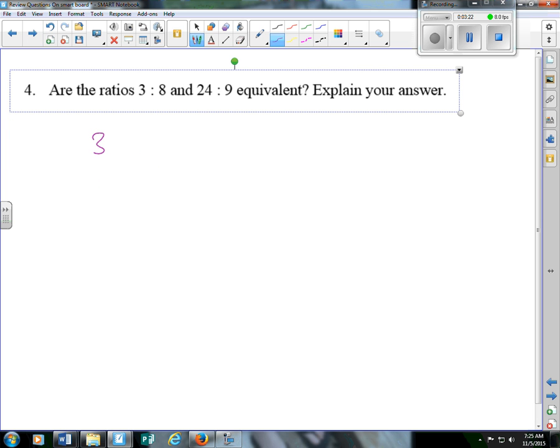Are the ratios 3/8 and 24/9 equivalent? Explain your answer. I would have looked right at this and said, no, they're not equivalent because 3/8 is a fraction, 24/9 is an improper fraction. But if you really wanted to do it out, 3 times 8 is 24, 8 times 8 is 64. No, they cannot be equivalent.